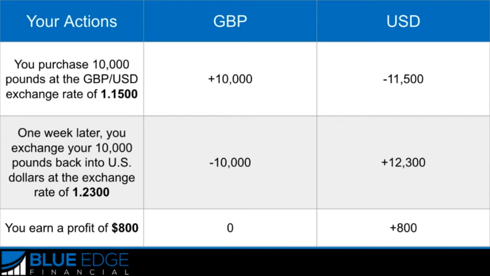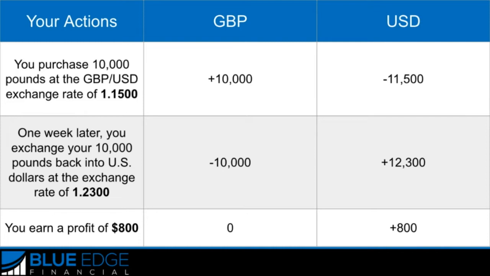So how did that work out? Well, 10,000 GBP times the exchange rate of 1.15 equals 11,500 USD. So 10,000 GBP is equal to 11,500 USD. So now we have 10,000 GBP, we're holding on to it, and let's say a week goes by, and now the exchange rate, instead of being 1.1500, is 1.2300.